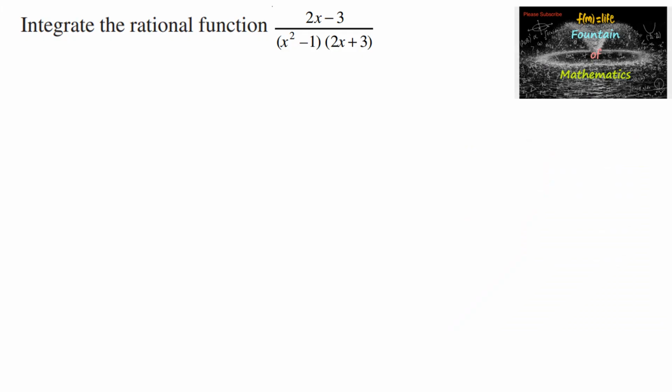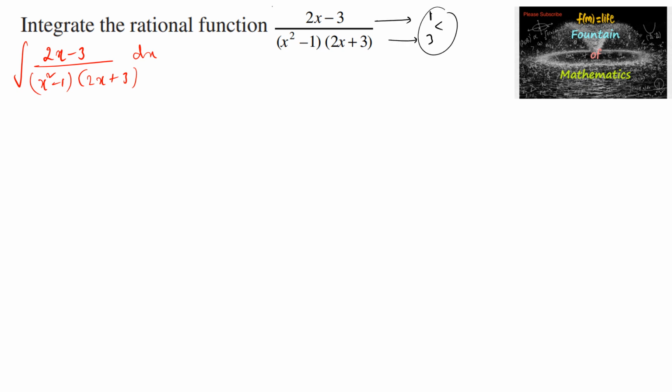Integrate the rational function (2x minus 3) upon (x square minus 1)(2x plus 3) dx. Here the numerator degree is 1 and the denominator degree is 3. So 1 is smaller than 3, so we can say that it is a rational function, a proper fraction, and hence we can resolve this into partial fractions.